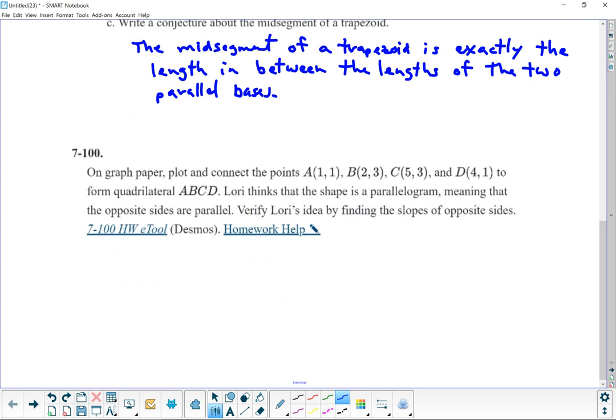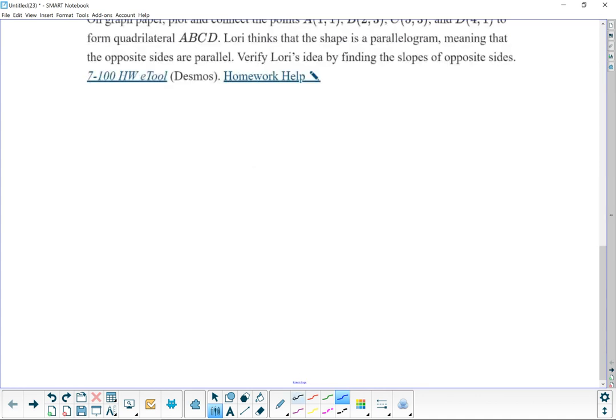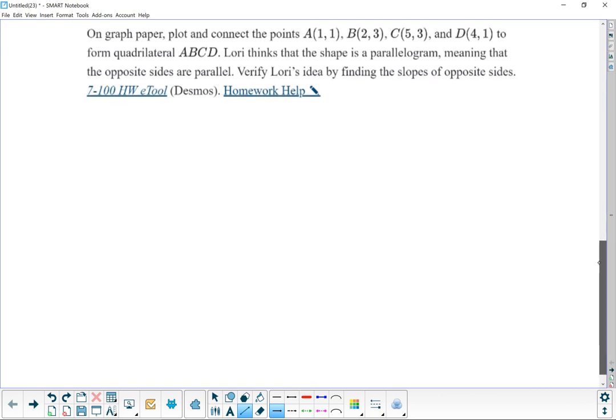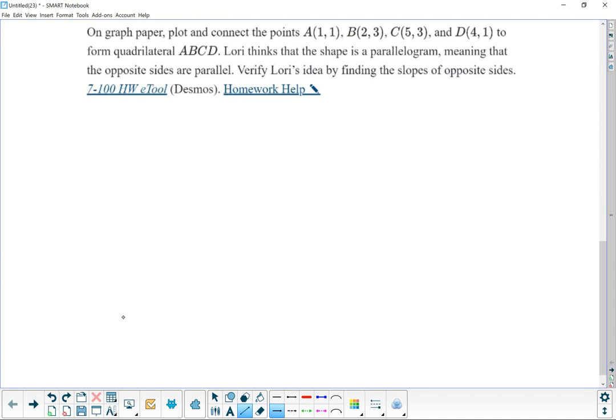On graph paper, connect points A, B, C, and D with the coordinates to form quadrilateral ABCD. Lori thinks the shape is a parallelogram, meaning that the opposite sides are parallel. Verify Lori's idea by finding the slope of the opposite sides. Okay, you're going to need to do your x and y axis. These points are all positive, so I'm going to just do this. Here's my x-axis, and here's my y-axis.